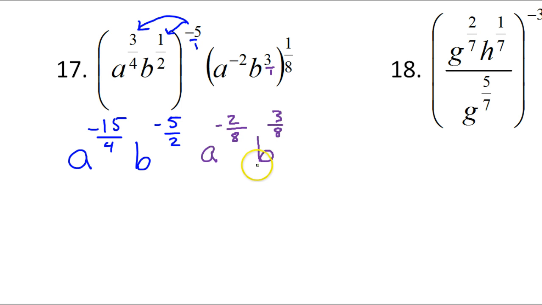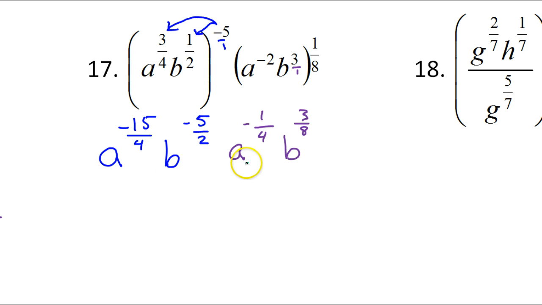Okay, so now I just need to put these things together. Now, of course, 2 over 8 is 1/4. So I'm just going to go ahead and simplify this, and this will be the 1/4 power. Okay, so now, putting the a's together. Since we're multiplying, we add these exponents.